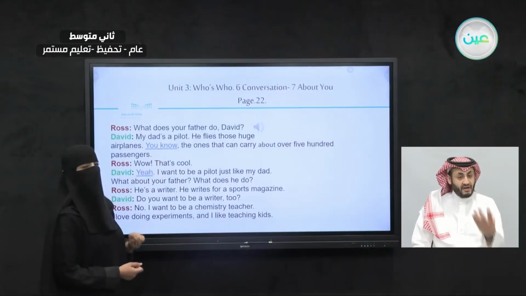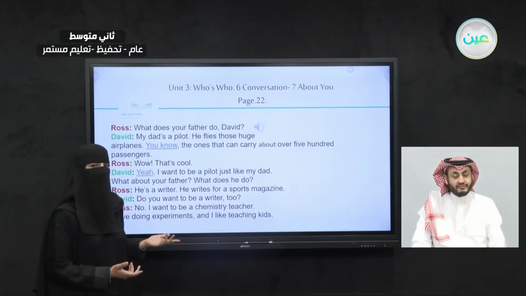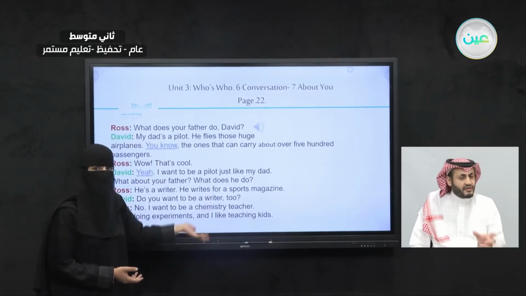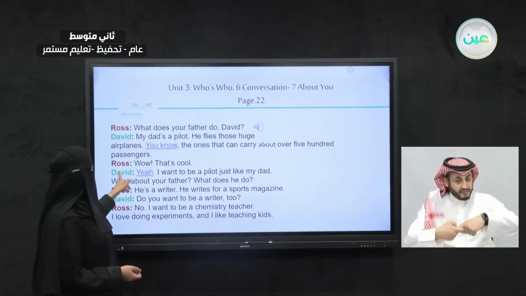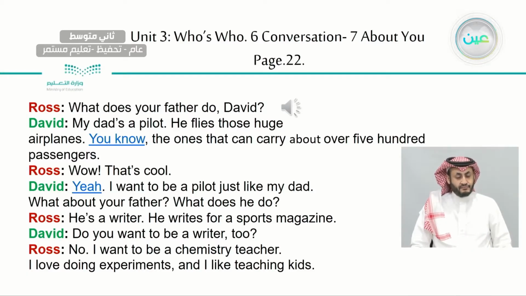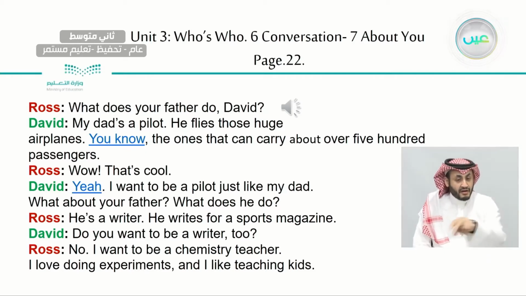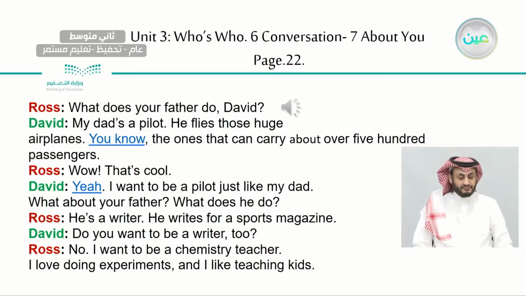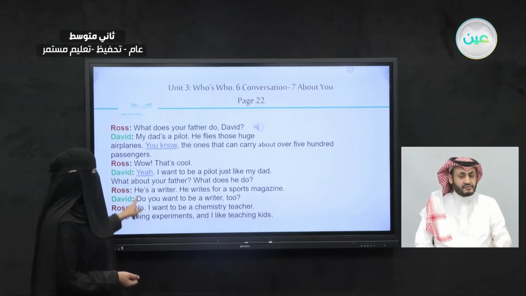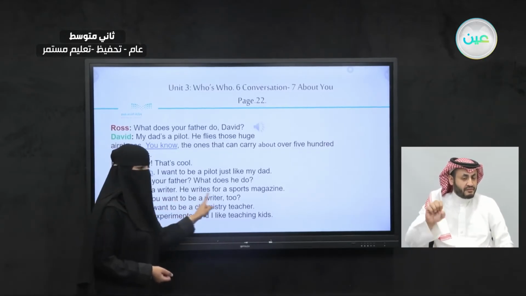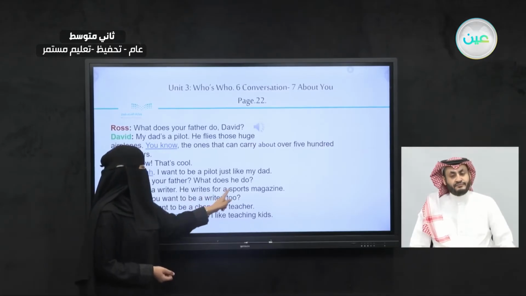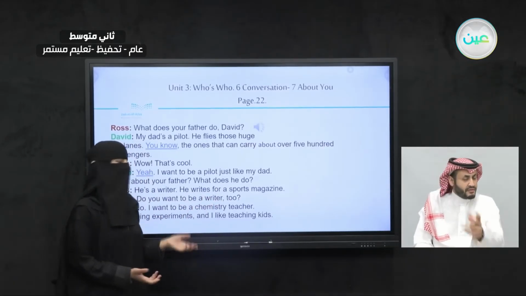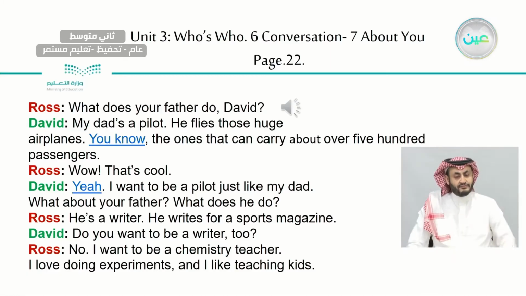I want you to take a look at the word, you know. So what is the meaning of you know? What is it going to indicate? And here, David said, yeah, I want to be a pilot just like my dad. Yeah. What does that mean? And then Ross said that his father is a writer. He writes for a sports magazine. That's his job. He's a writer. That's the job. What does he do? He writes for a sports magazine.